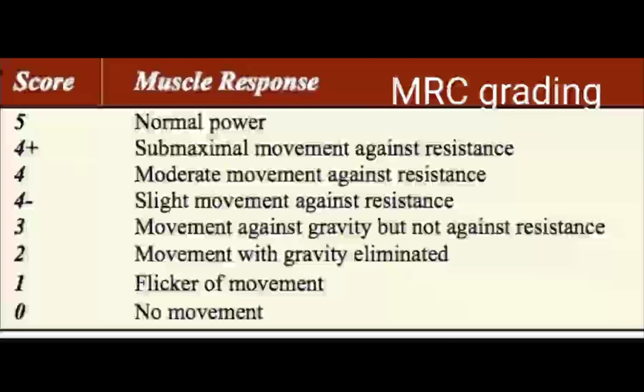नो मूवमेंट, कोई मूवमेंट ही नहीं हो रही। फिर 1 पे क्या है? फ्लिकर ऑफ मूवमेंट हम ऑब्जर्व करेंगे मसल में, ठीक है। फिर 2 में क्या है? 2 में हम ग्रेविटी एलिमिनेटेड, ग्रेविटी भी एलिमिनेट है और रेजिस्टेंस भी एलिमिनेटेड है, तो उसमें मूवमेंट हो रही है, तो दैट इज ग्रेड स्कोरिंग 2। देन स्कोर 3 इज अगेंस्ट द ग्रेविटी, score 4 is against the resistance and 5 is normal power.